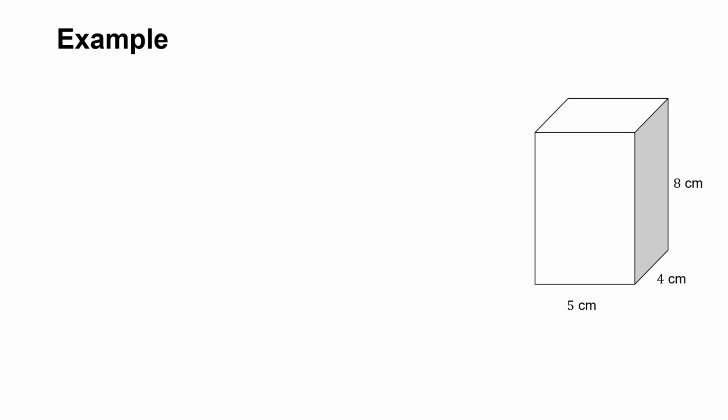In this, we have been given a cuboid which has 8 cm as a height, 4 cm as a width, and 5 cm as a length. So the formula to find the surface area of a cuboid is 2 in brackets, length times width plus width times height plus length times height.